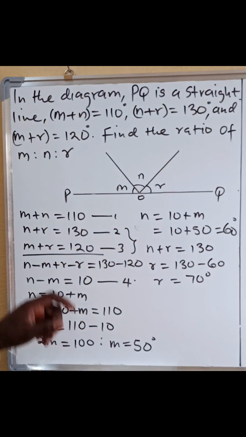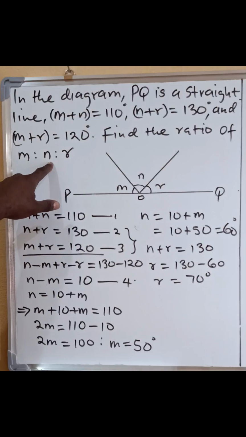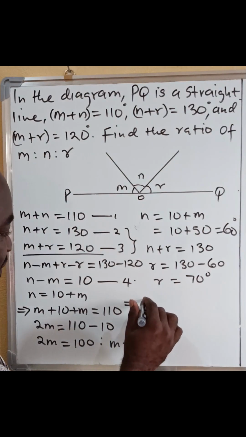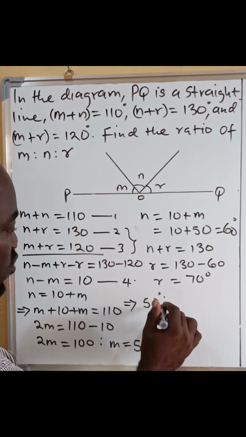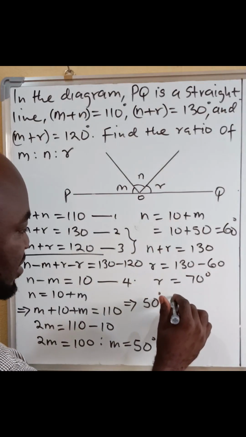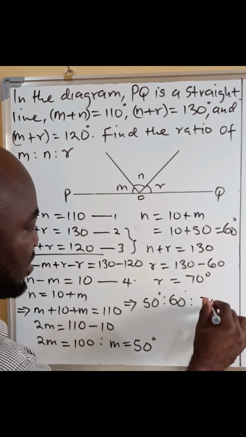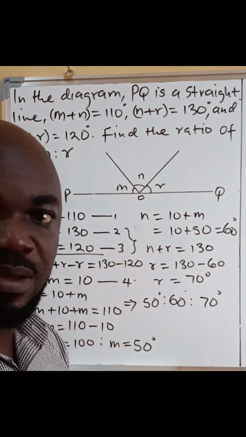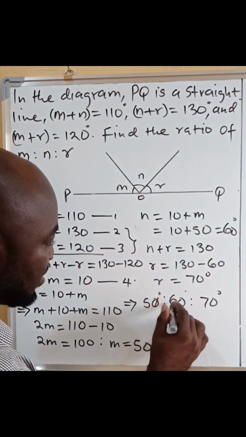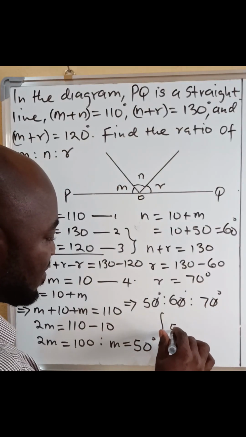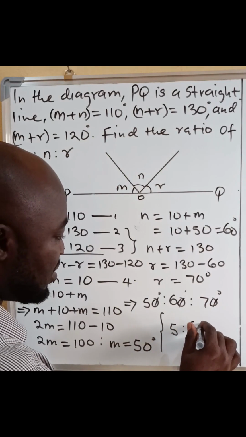So we're asked to find the ratio of M is to N is to R. So we have that M is 50 degrees, is to N is 60 degrees, is to R is 70 degrees. If we reduce to the lowest term, we divide each by 10, so the comprehensive ratio will be 5 is to 6 is to 7.